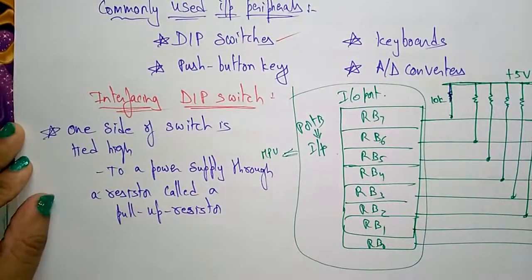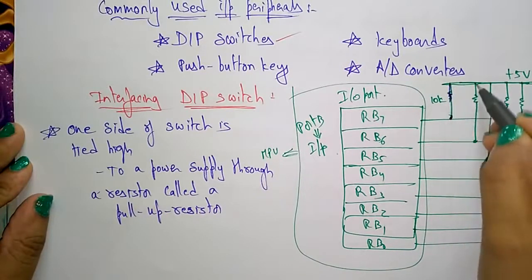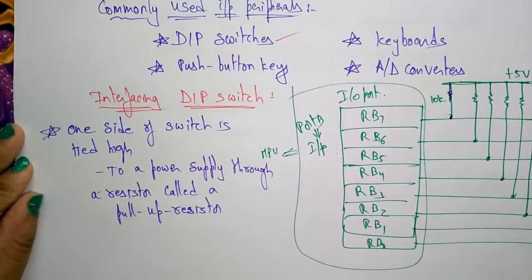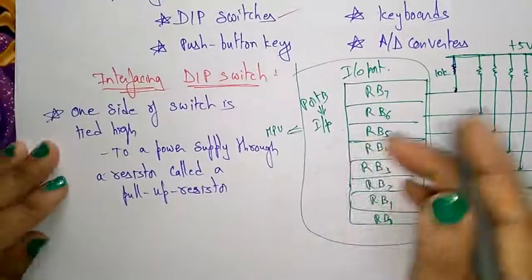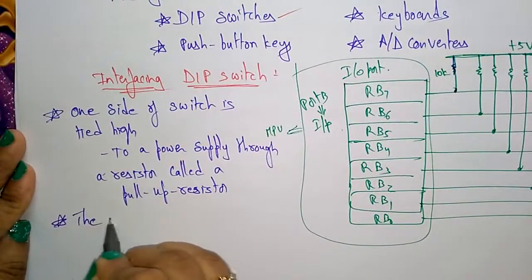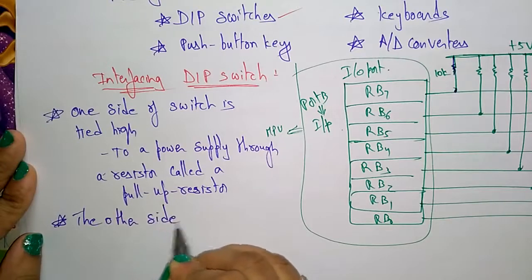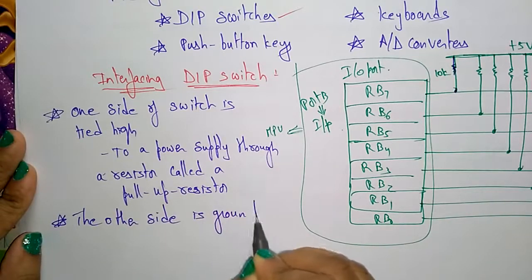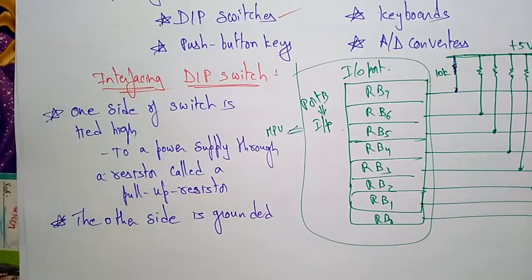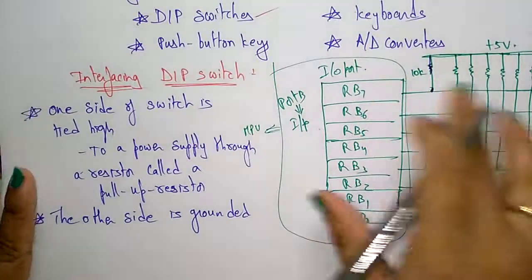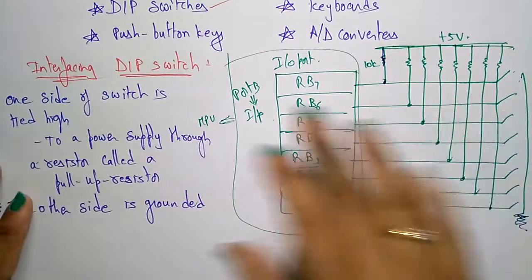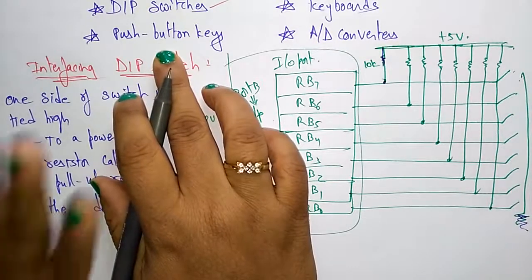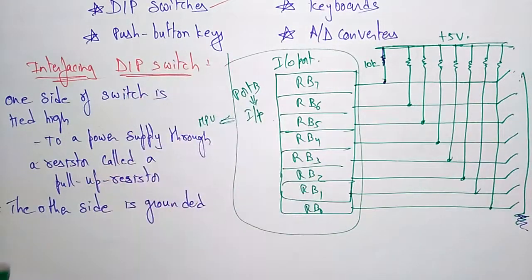One side is connected to the pull-up resistor, and the other side is connected to the ground. The logic level changes when the position is switched. So here the logic will change, whether it is ground or pull-up, based on the position of the switches. In the same way, the push button key is also the same as the DIP switch, except that the contact is momentary. So these are the commonly used input peripherals.